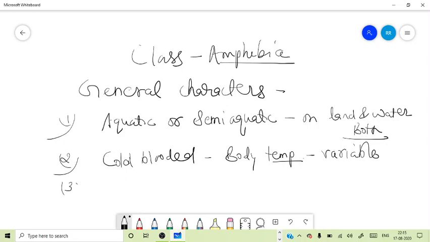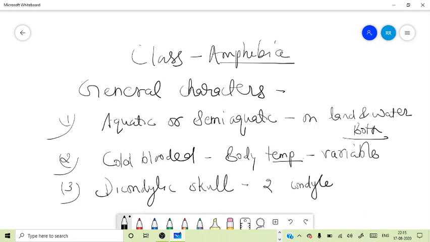Next, the third point is that a dicondylic skull is present in amphibians. Dicondylic skull means there are two condyles in the skull. So this is a dicondylic skull.